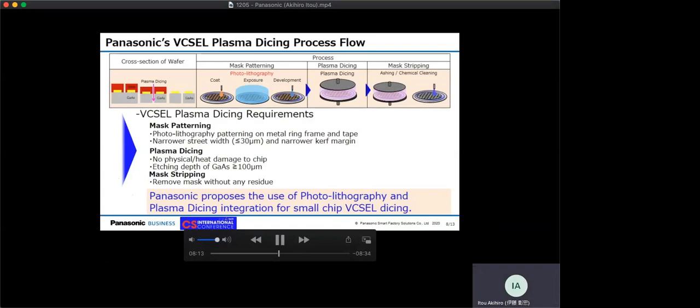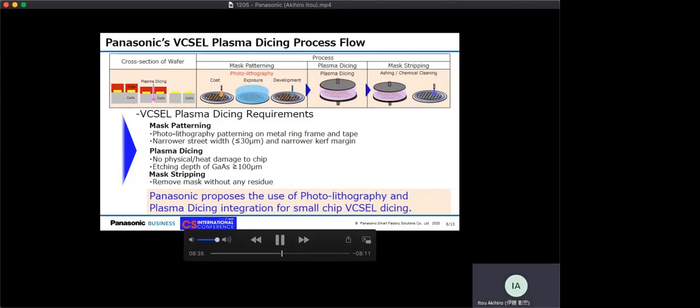The first step is mask patterning and is performed by photolithography processes. Photoresist is coated onto wafers mounted on metal ring frames with tape, followed by UV exposure and development. Next, plasma dicing is carried out and finally photoresist is stripped by ashing or chemical cleaning.